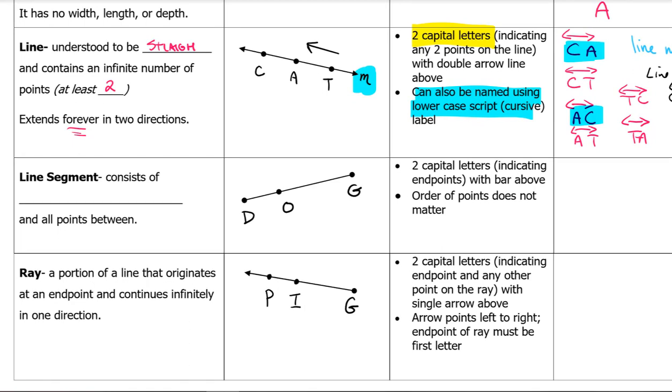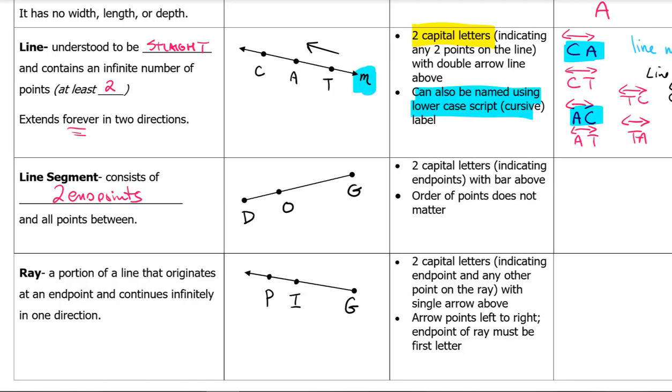It's going to have a definite beginning and ending, so it's going to consist of 2 endpoints. A line goes on forever, oh, and I misspelled that. I needed a T in there for straight. But a line goes on forever, and a line segment consists of two endpoints.